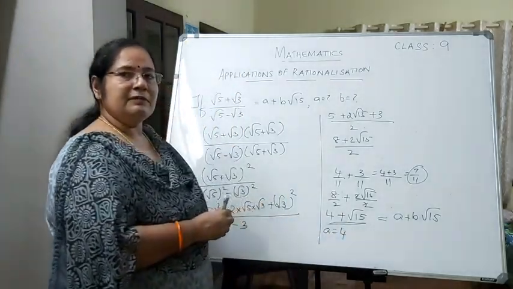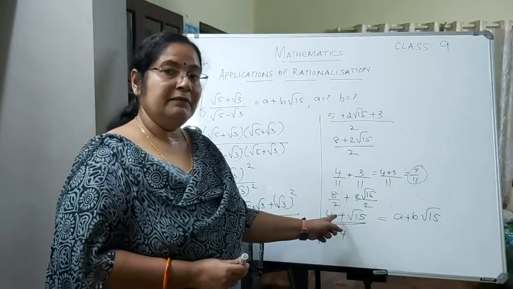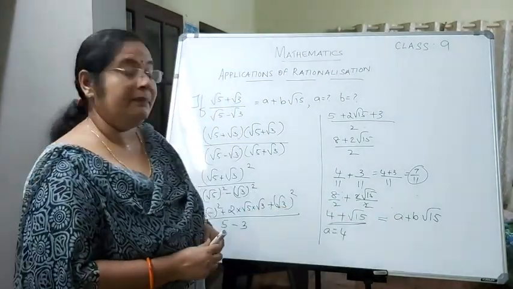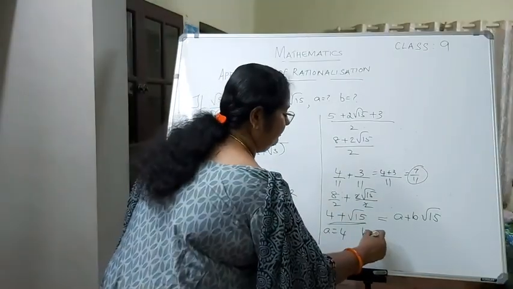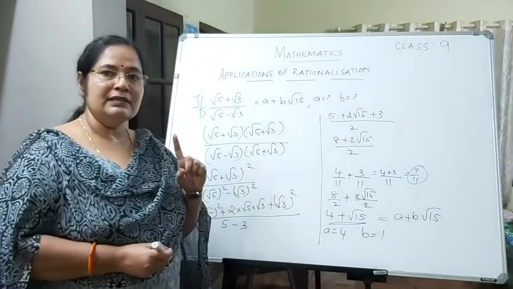And what will b correspond to? On both sides we have root 15. Here I told you root 15 is the same as 1 into root 15. So what would be the value of b? The value of b will be 1. So you have a's value as 4 and b's value as 1.